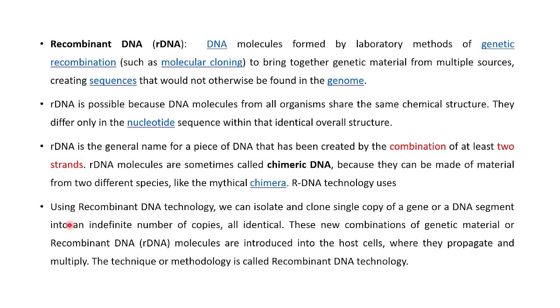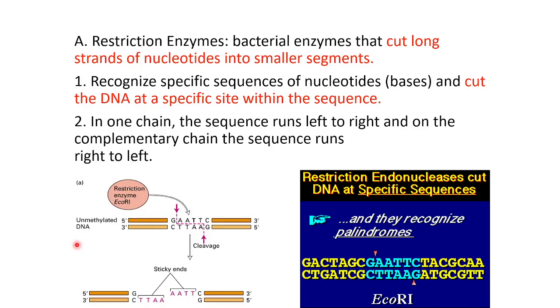So basically, what we do in recombinant technology, we isolate and clone a single copy of genes or DNA segments into an indefinite number of copies that are all identical. Now these new combinations of genetic material, or these rDNA molecules, are introduced into the host cells where they propagate and multiply. Now the methodology is defined as recombinant DNA technology. So it's very clear from the statement.